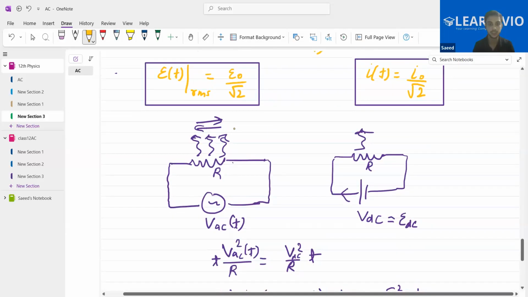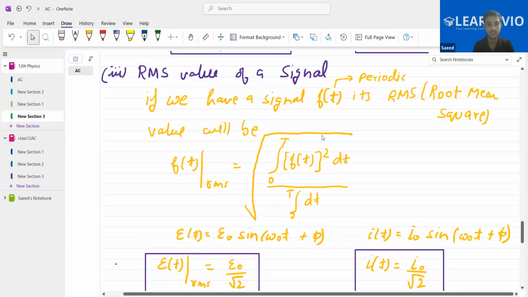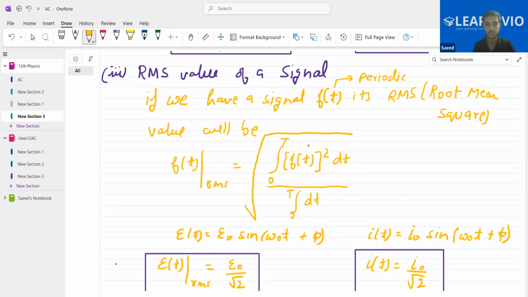I'm just telling you in short here. Otherwise, this is the biggest formula which everybody used to derive in the class. Just put the values. I am giving you a hint also.